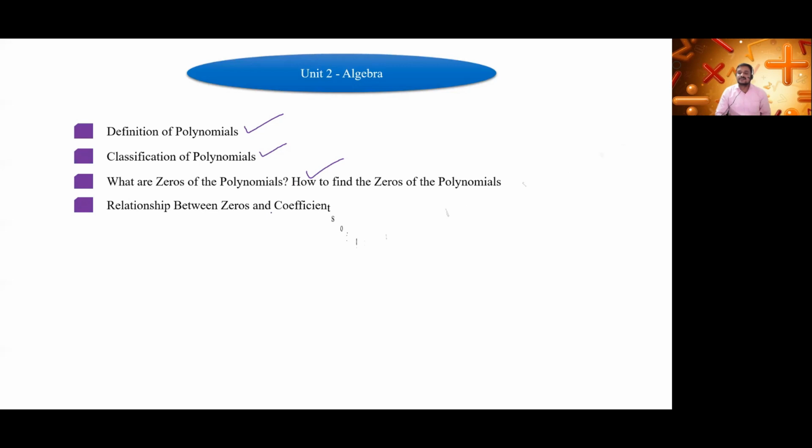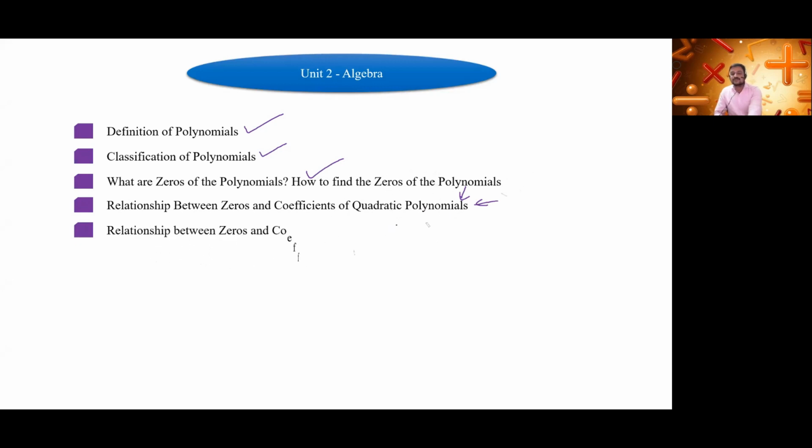Relationships between zeros and coefficients of quadratic polynomial. Now this topic is very important from the exam point of view. You will have questions from this topic. We know what a quadratic polynomial is, but what is the relation between its zeros and its coefficients, that we are going to study here. And definitely in the exam a question comes from this topic every year.